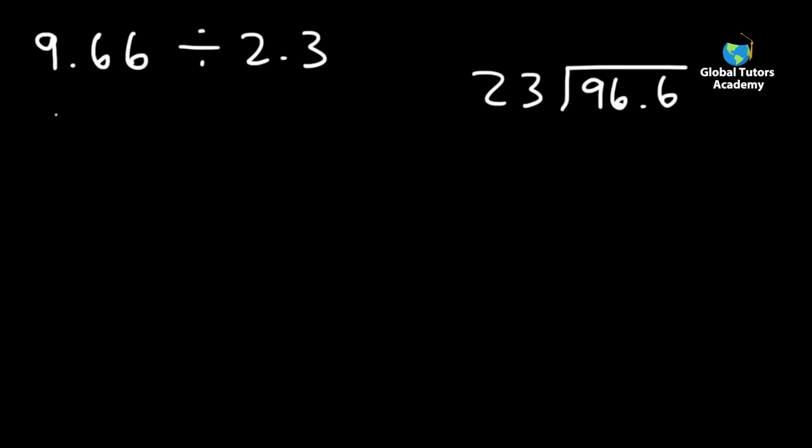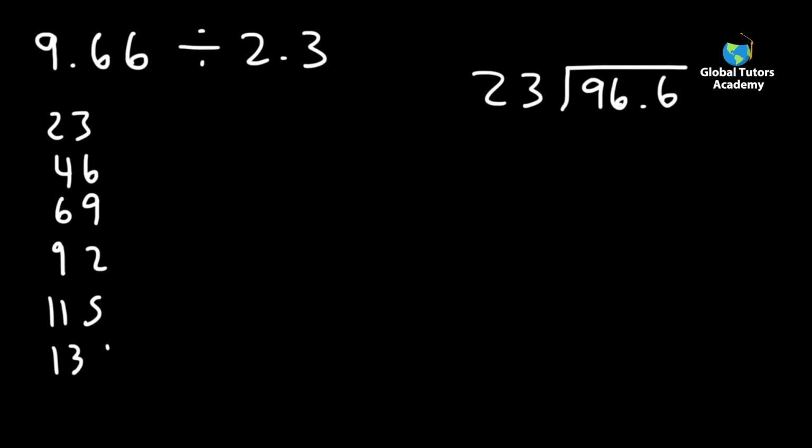So we have 23, 23 plus 23 is 46, 46 plus 23 is 69, and then 69 plus 23, that's going to be 92, 92 plus 23 is 115, and then 115 plus 23 is 138. So let's stop there for now.